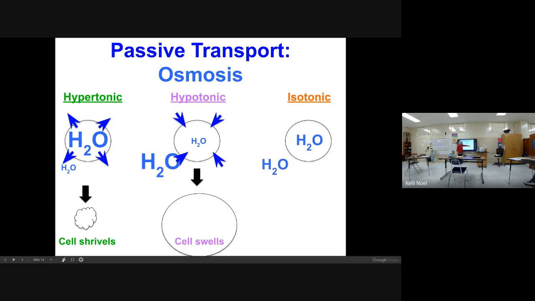And isotonic, notice they're the same size here. Water's just going to move in and out, in and out. It's going to stay balanced. And no change in the cell.